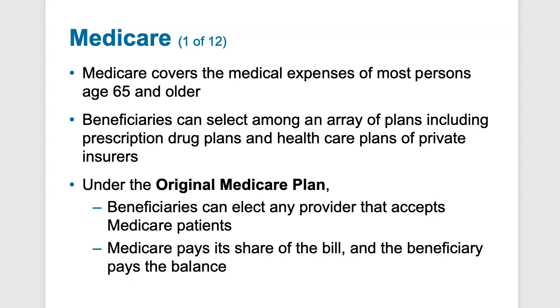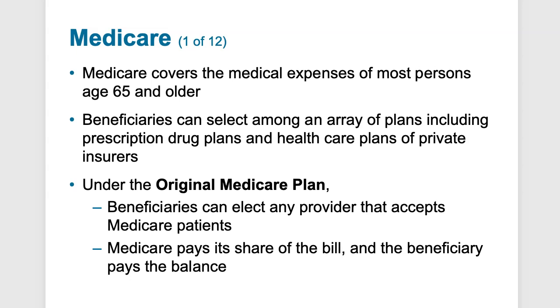So under the original Medicare plan, Medicaid is a different type of health insurance for low-income individuals, which is not covered in this chapter. We're just talking about Medicare. So sometimes they mix them up. I'll try to be very careful not to do that. Benefits can differ depending on how you structure your plan.